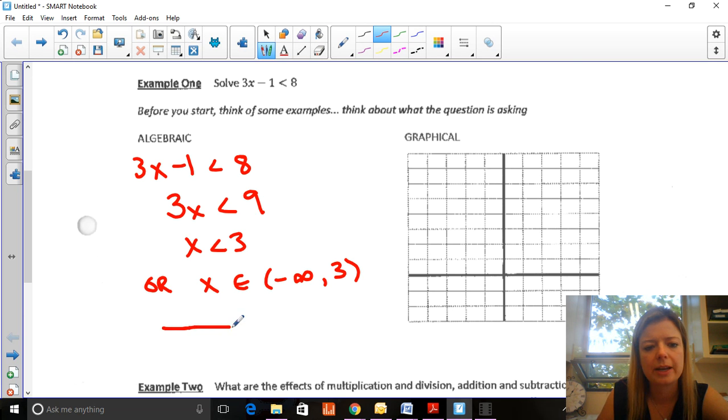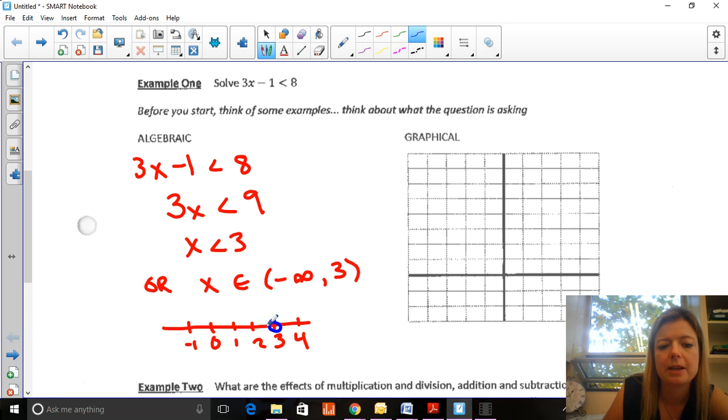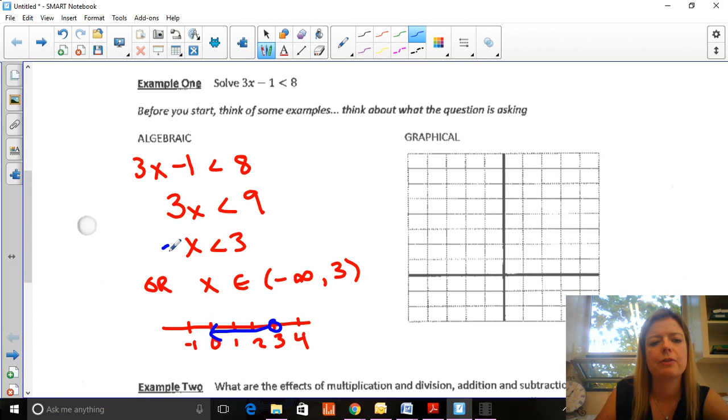If we had a number line, we could illustrate this as well. So if we had negative 1, 0, 1, 2, 3, 4, we could illustrate this on a number line because it's all numbers up to 3, but not including 3. That's why it's an open dot, not a closed dot, and anything in this direction. Okay, so these are 3 different ways to represent the same solution.